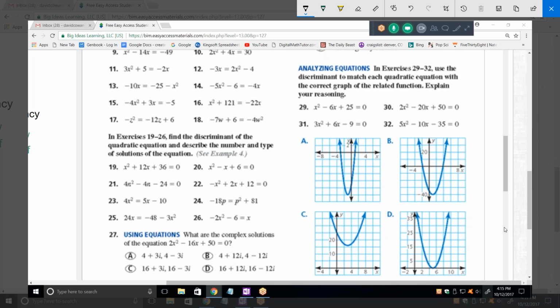Now, distinguishing the other two, I don't know that we can necessarily do that based just on the discriminants. In other words, I know that either 31 is A and 32 is B, or vice versa, right? I don't think I can figure out which is which based on just the discriminants. One has a vertex that's a little different than the other. So, what is the formula for the x-coordinate of the vertex?